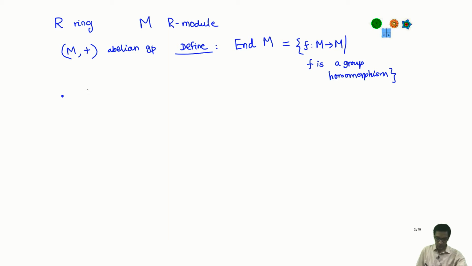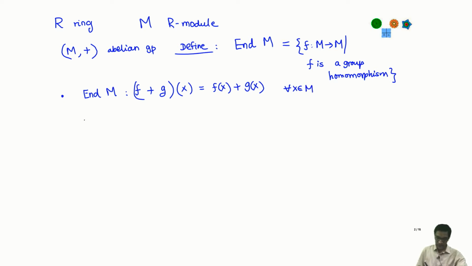So what can I do? End(M) itself has an addition operation. What is the definition of addition? If I take two homomorphisms f and g, then I can add them as follows. This is called pointwise addition. I can look at f(x) plus g(x), for all x in M, and this would of course also be a homomorphism, as you can check easily.